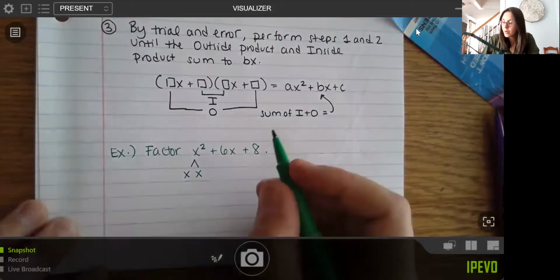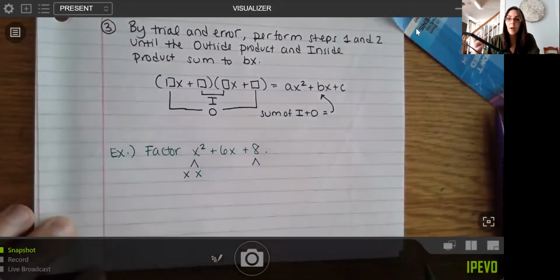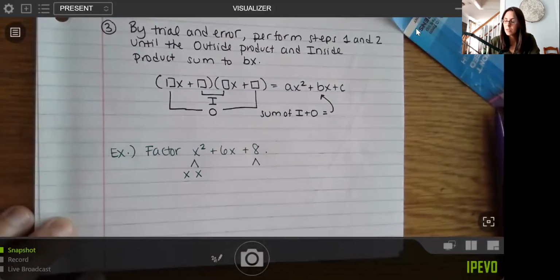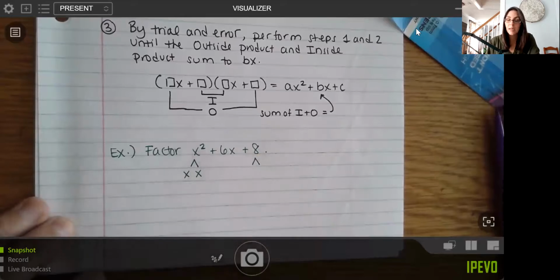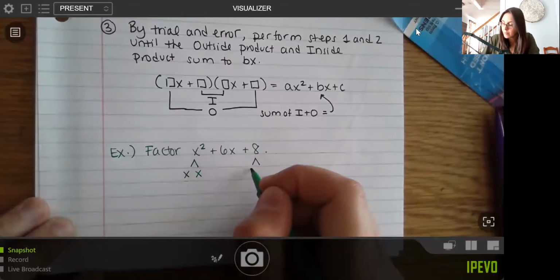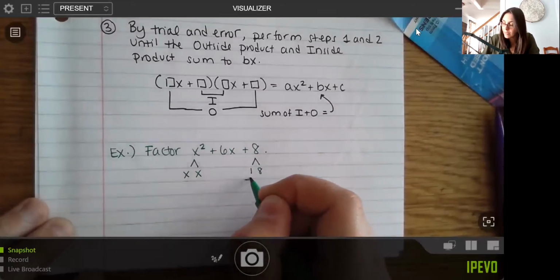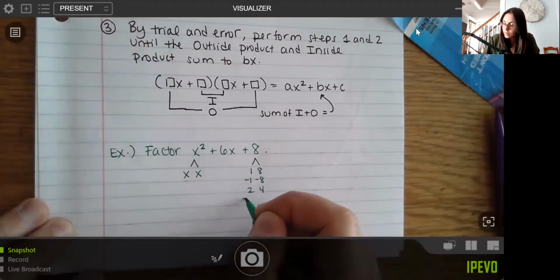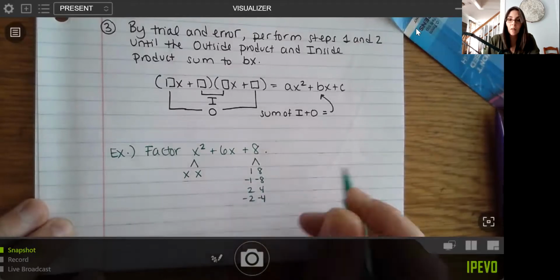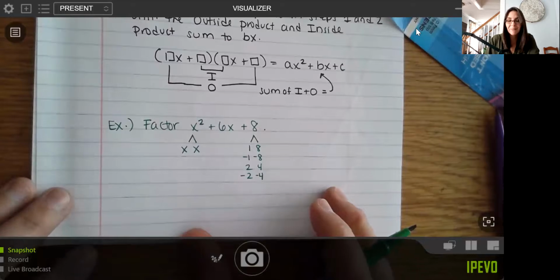And then what you do is you break down your last term and think about the possible factors. I like to write everything down. It just helps me to see all my possible values. This is a positive 8. So what two numbers could I multiply to get positive 8? I could do 1 times 8, or I could do -1 times -8. I could do 2 times 4, or I could do -2 times -4, right? All of those combinations would give me 8.